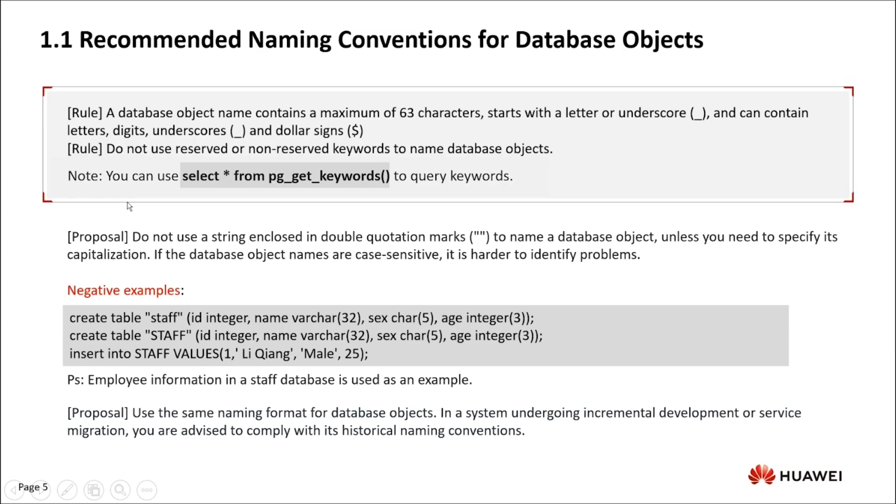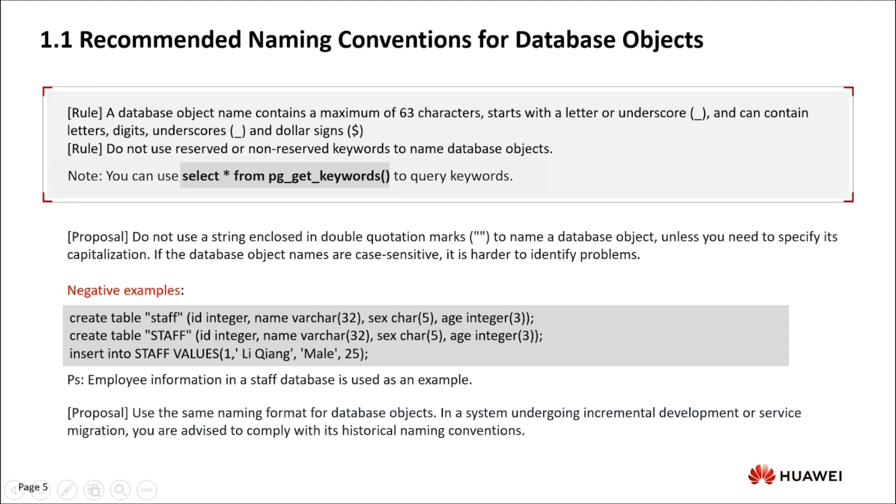Insufficient readability of database objects can lead to low data utilization efficiency, which in turn affects development process. So we'd better comply with database object naming conventions from the beginning in order to avoid certain problems. The naming of database objects need to comply with the following rules. First of all, a database object name should contain a maximum of 63 characters, starts with a letter or underscore, and can contain letters, digits, underscores, and $signs.